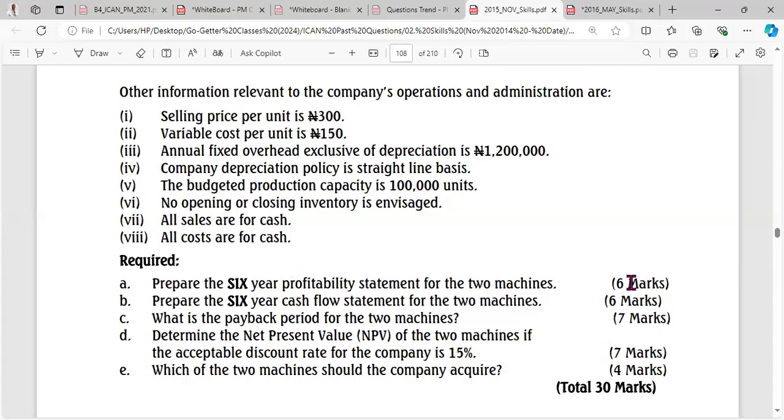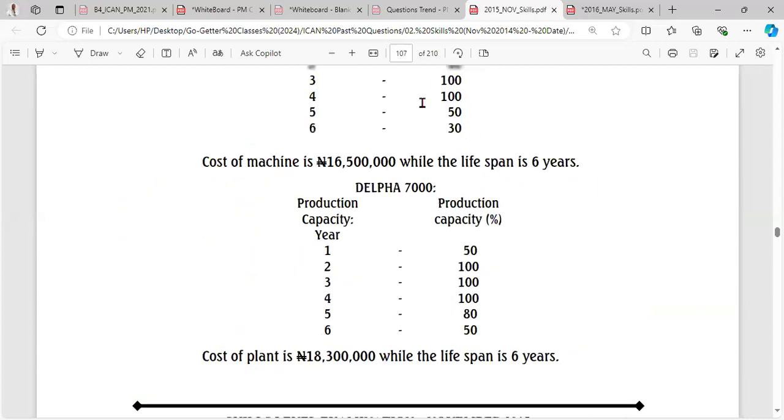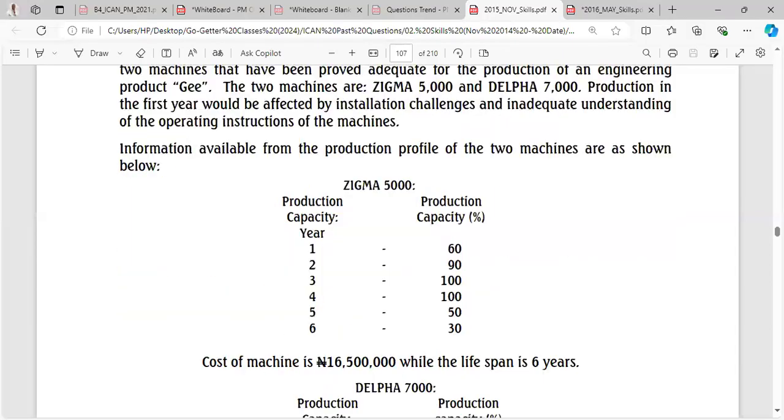Then that's it. What's the payback period for the two machines? When you have gotten your cash flow, it is the cash flow you will use. So you will not use a profit statement. You will use the cash flow. Now, how much are we investing?